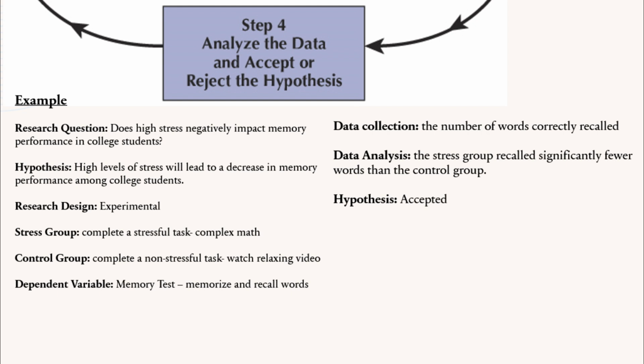In the example, the psychologist records the number of words each participant from both groups correctly recalls. The data collected from both groups are analyzed using statistical methods. The psychologist uses a t-test to compare the mean number of words recalled by the stress group and the control group. They find that the stress group recalled significantly fewer words than the control group. Based on the data analysis, the psychologist concludes that high levels of stress have a negative impact on memory performance in college students. This conclusion supports their hypothesis.